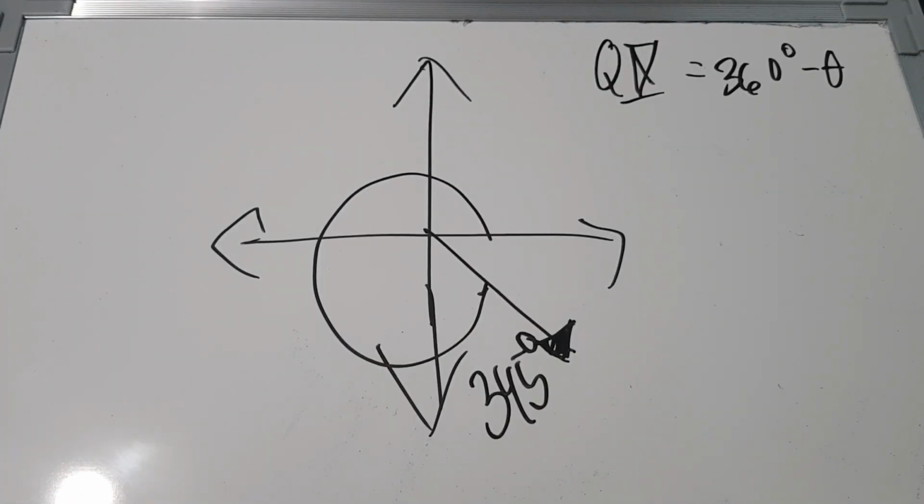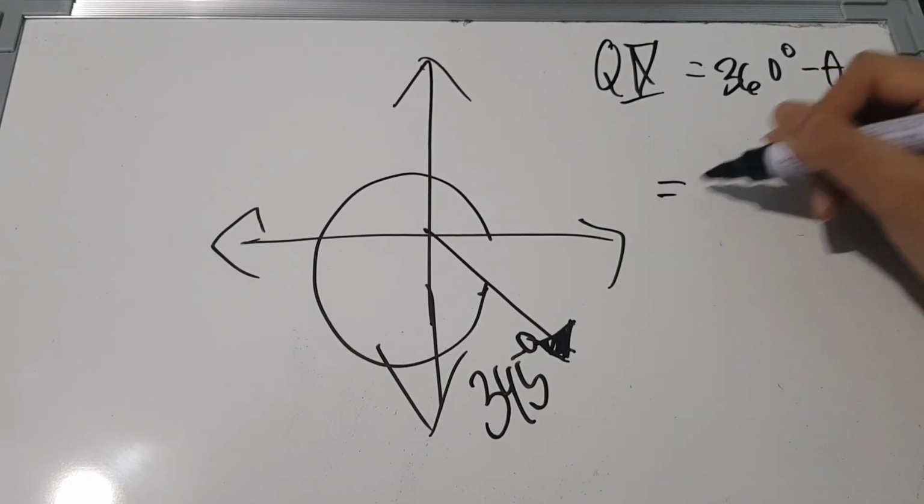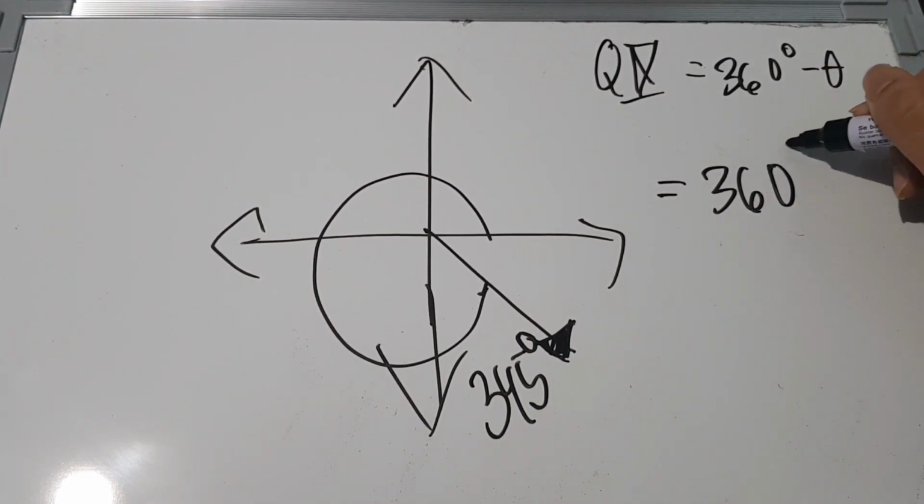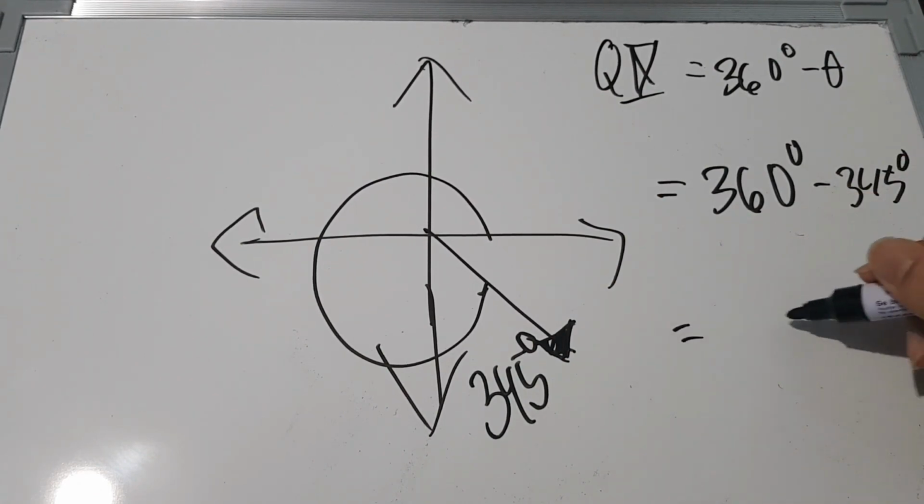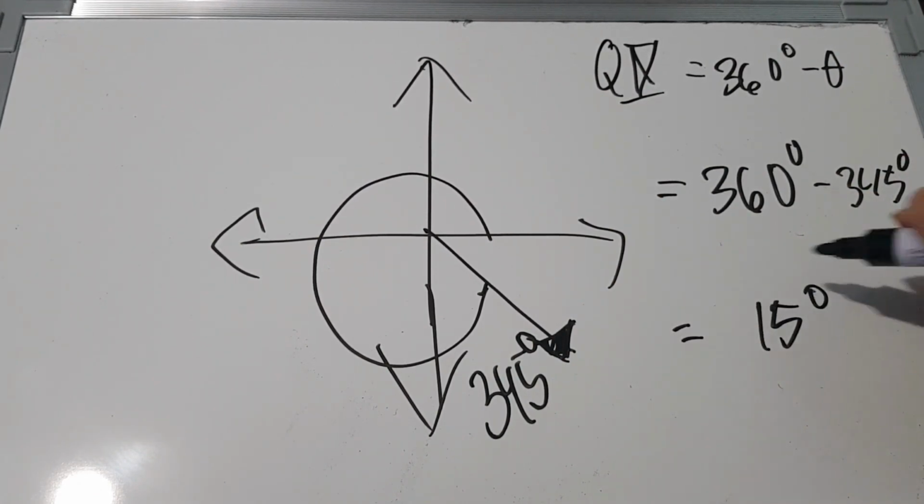Finally, for quadrant 4, we have 345 degrees, for example. In order to get the reference angle, we just have to subtract 345 degrees from 360 degrees. This will be equivalent to 15 degrees.